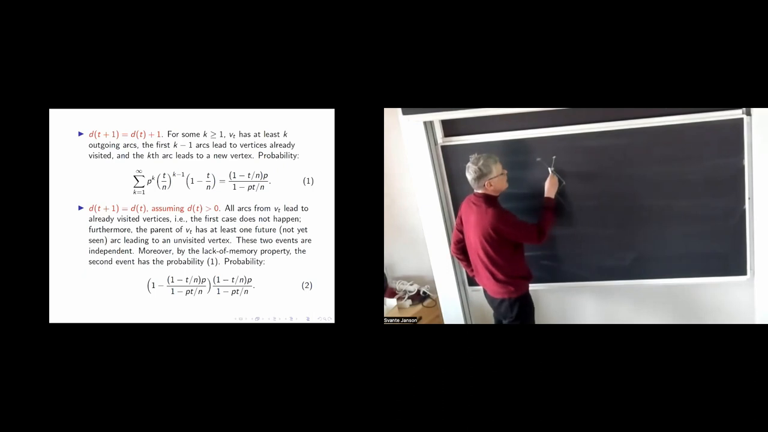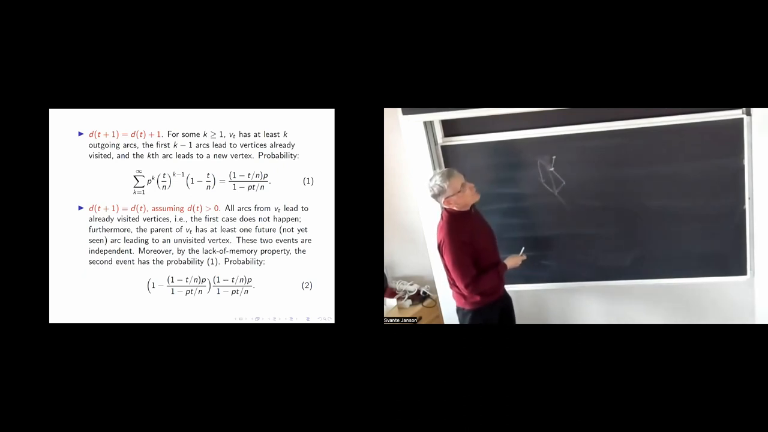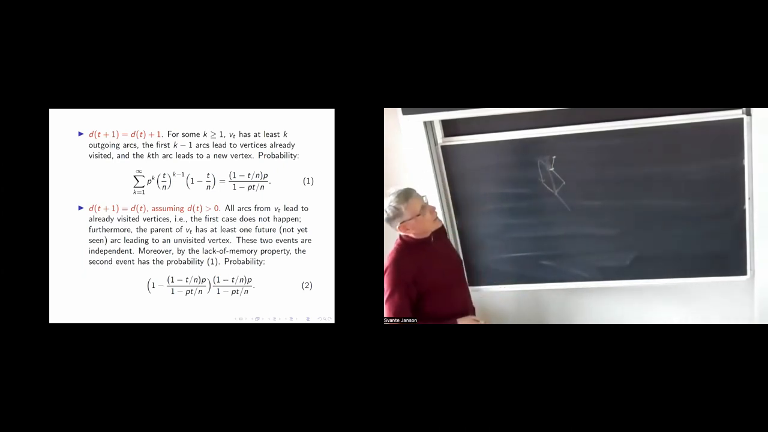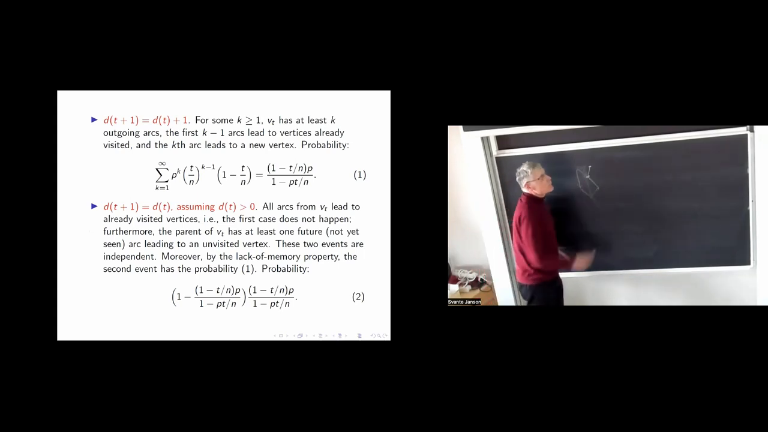But it can also happen that we first go to some vertices which we have seen before. That means we ignore them. So if that happens for k minus one arcs first, which we have already seen, and then the kth arc leads to a vertex we have not seen, the probability of that is precisely what I write here. Therefore, we sum that over all k and get a certain probability of getting the next one.